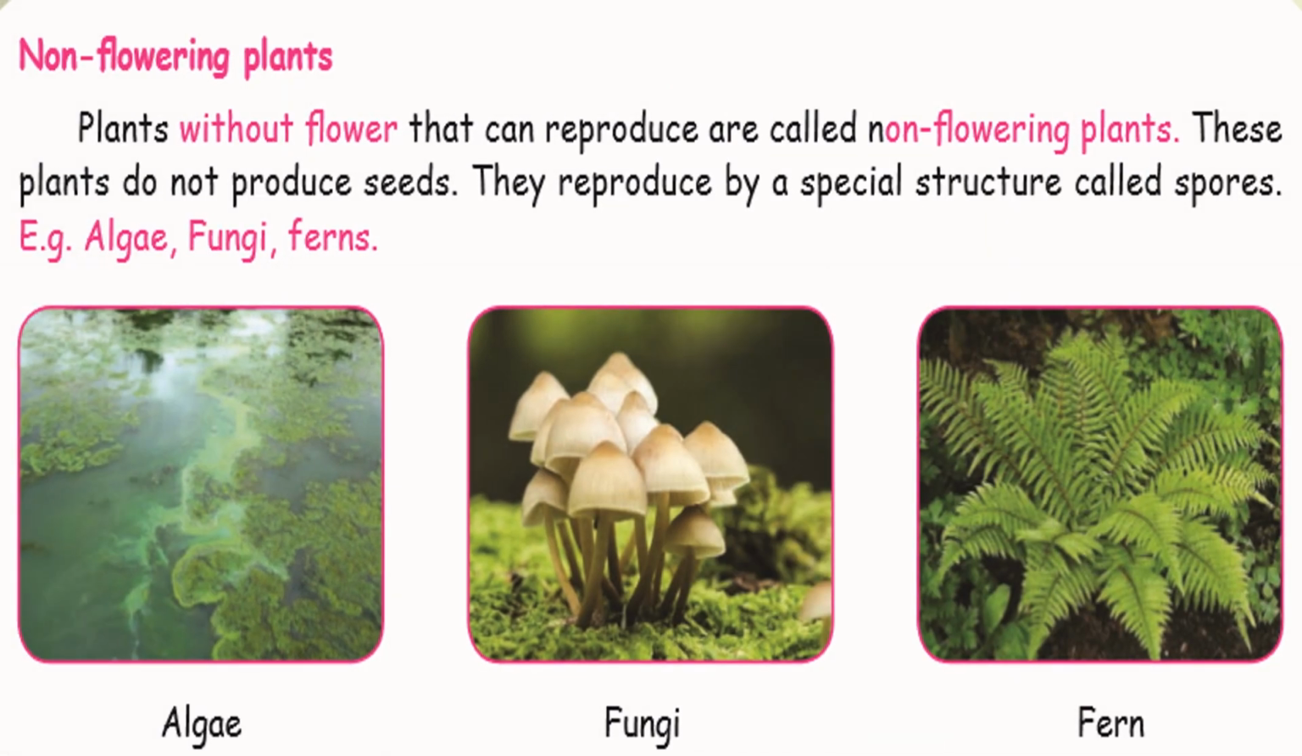Non-flowering plants. Plants without flowers that can reproduce are called non-flowering plants. These plants do not produce seeds. They reproduce by a special structure called spores. Examples are algae, fungi, and ferns.